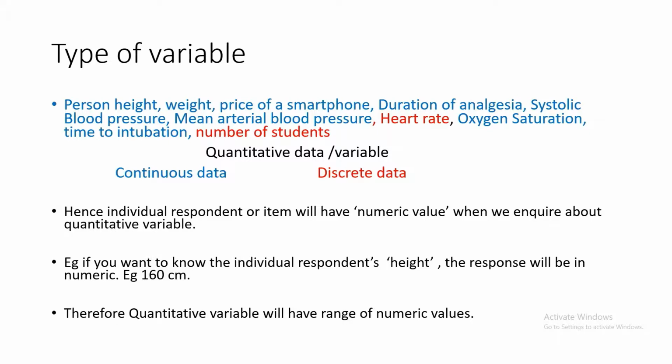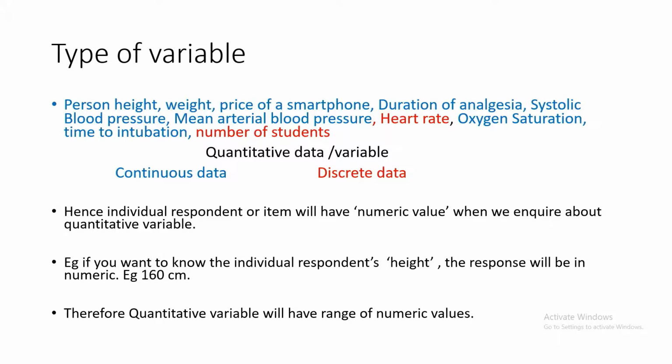So individual respondent or item will have numeric value when we inquire about quantitative variable. So the data comes from an individual respondent or an item. And whenever we go and ask with the individual respondent, the data will be numeric. So when you catch one person and ask him what is his weight, you will say maybe 50 kg, 60 kg.